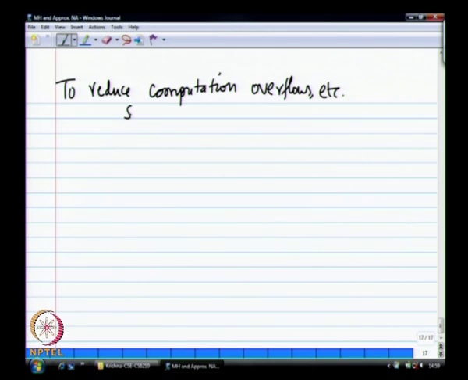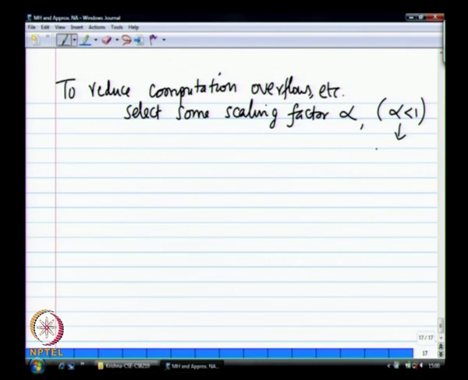I will simply select some scaling factor alpha, usually less than 1, and then rewrite. Of course, if the d's are very small then you will scale them up, so it depends. If the d's are all greater than 1, you want to scale them to some number less than 1, and if they are too small then scale them up appropriately.